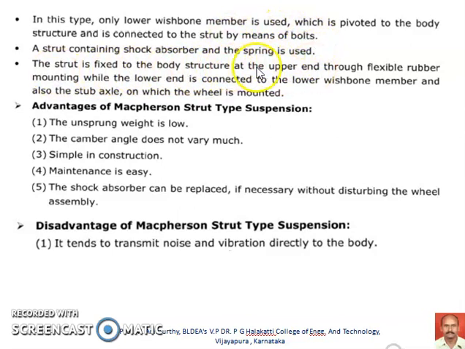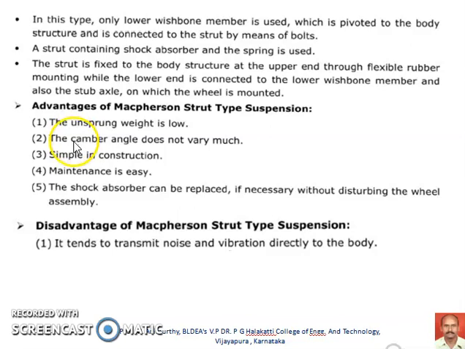The strut is fixed to the body structure at the upper end, as I have shown you earlier in the sketch, and the lower end is connected to the lower wishbone member and also the stub axle over which the wheel is mounted. So what are the advantages of this type of MacPherson suspension system? Because of the arrangement, unsprung weight is low. Most of the weight is properly supported by the suspension system, and the maximum possible load is carried with the support of the suspension system.